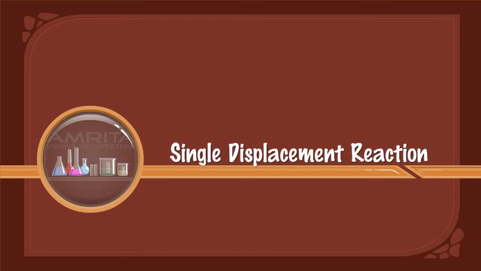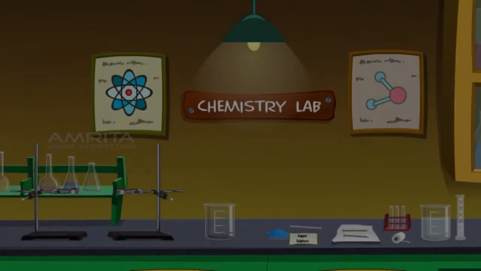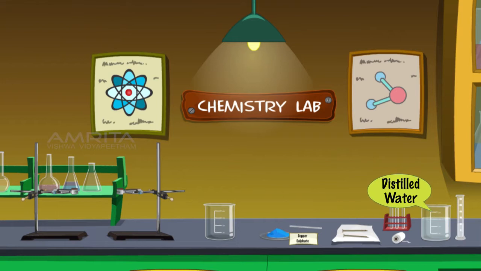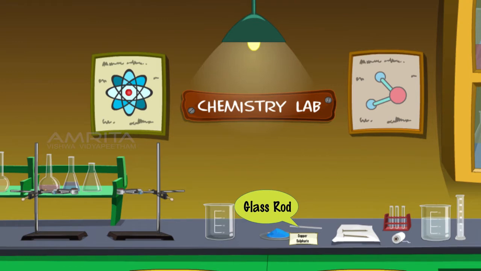Single displacement reaction. We will require copper sulphate, iron nails, distilled water, a beaker, measuring jar, test tubes, 2 clamp stands, a piece of thread and a glass rod.